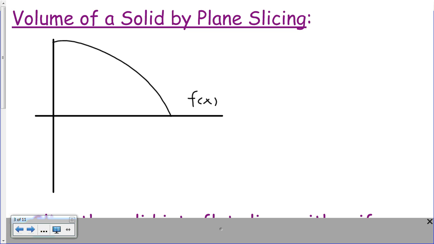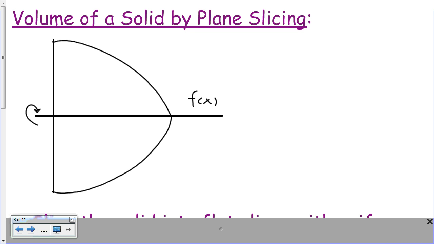And most of the time, they're going to say that you're going to take that solid there and rotate it around some axis. So you might rotate this around the x-axis, for example. And of course, if I do that, then I'm going to end up with some sort of a shape that looks like this. I'm going to try to sketch this in 3 dimensions.